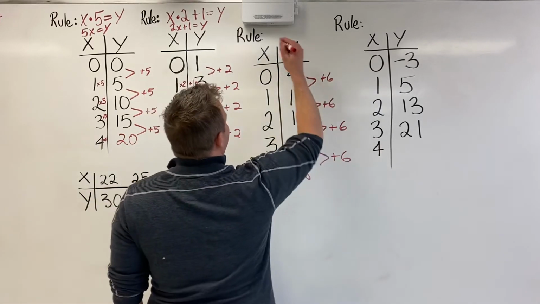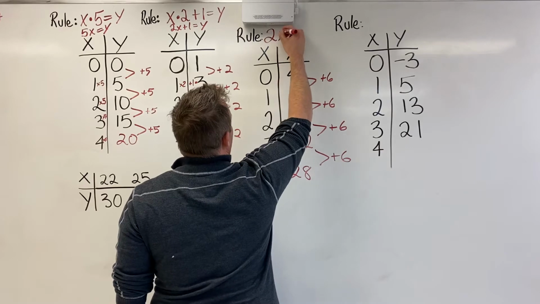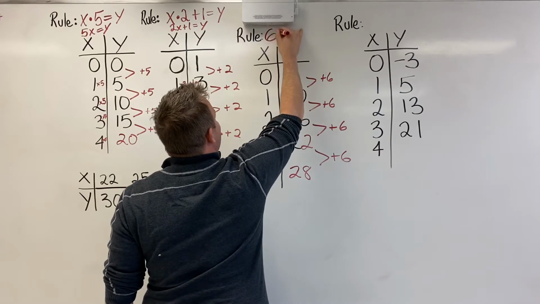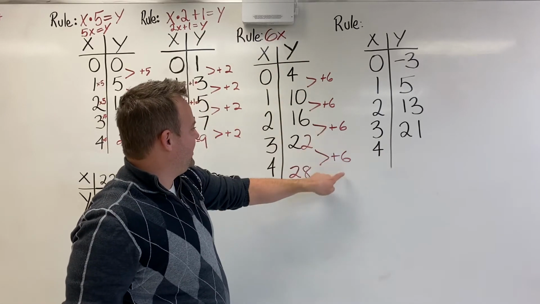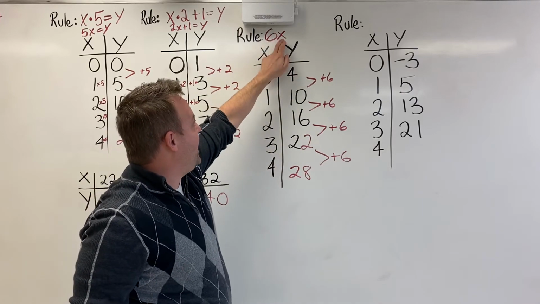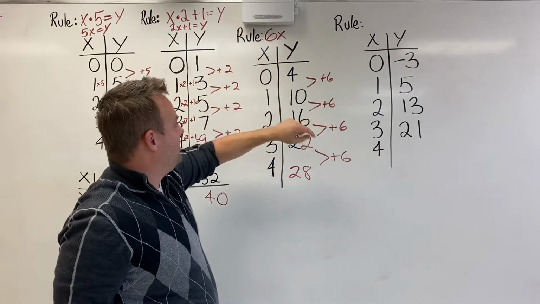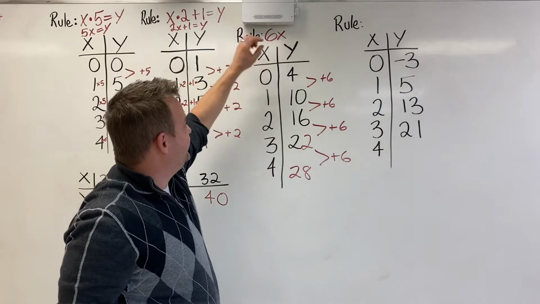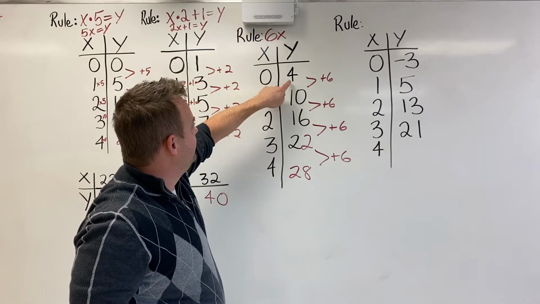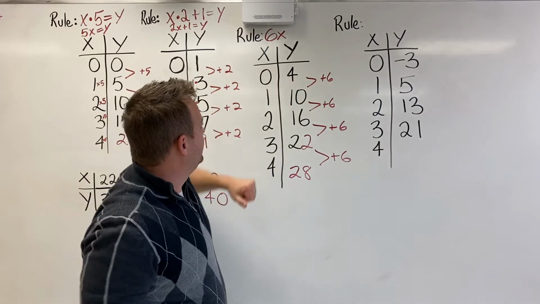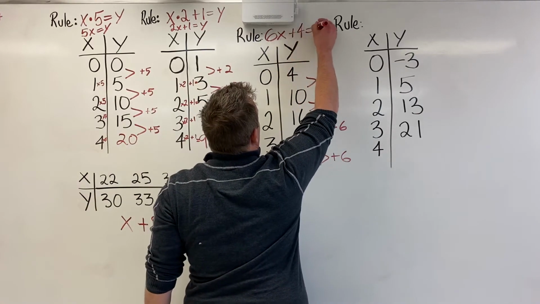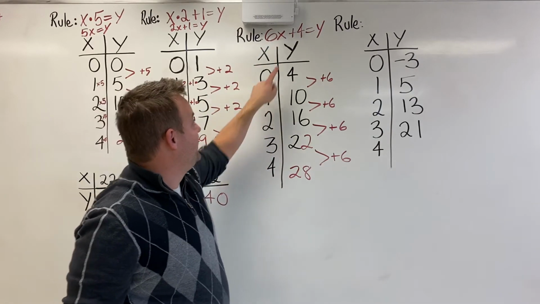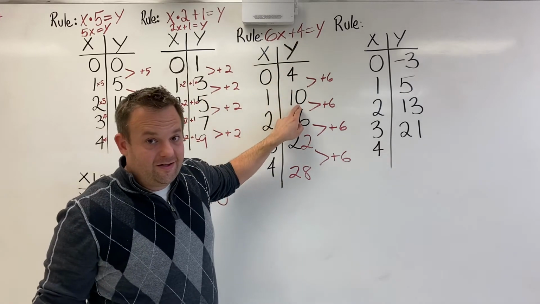Watch. 6 times x. Because this is increasing by 6 here, it's 6 times x, and then we're gonna do something. Okay, so 6 times 0, substitute the 0 in, is 0. And then plus 4 is 4, right? So then plus 4 equals y. So now watch this. 6 times 1 is 6, plus 4 is 10.